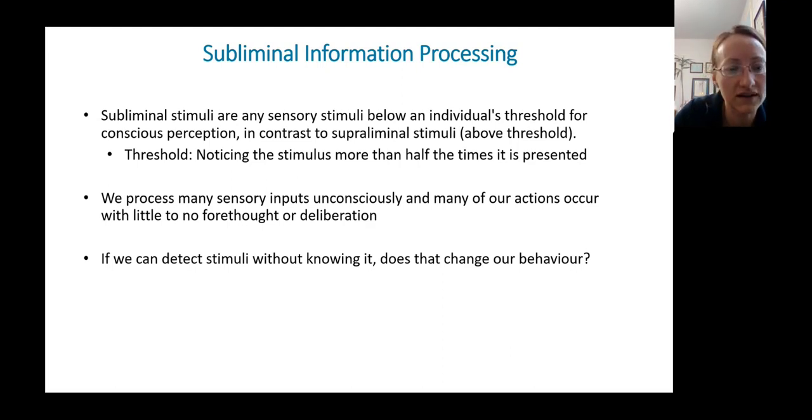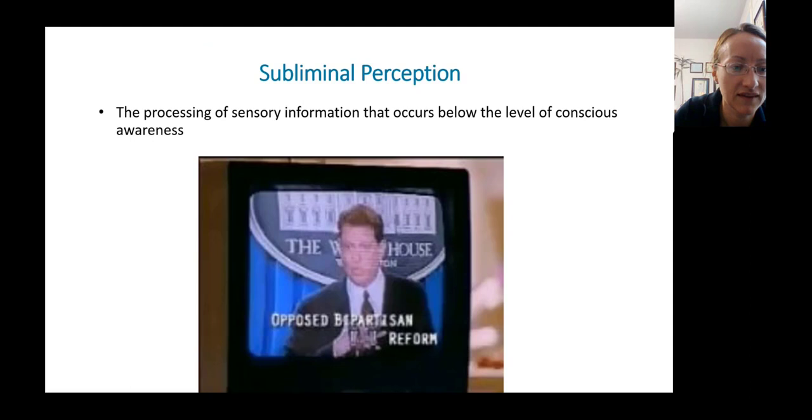We process a lot of sensory input unconsciously, right? And a lot of our actions happen with little or no forethought or deliberation, right? They're automatic practiced responses, or they somehow are rooted in some sense of instinct or impulse. So if we can detect stimuli without knowing it, does that affect our behavior? So subliminal perception refers to the processing of sensory information that occurs below the level of conscious awareness.